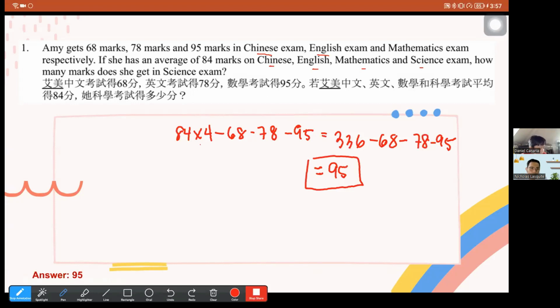Okay, let's go to number 2. Again, I will advise that after my solution, you take a screenshot of it fast so that we can proceed to the next question.